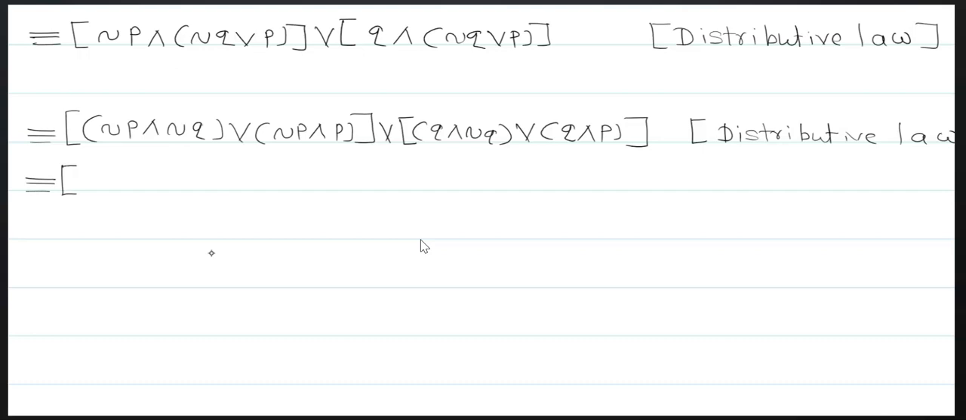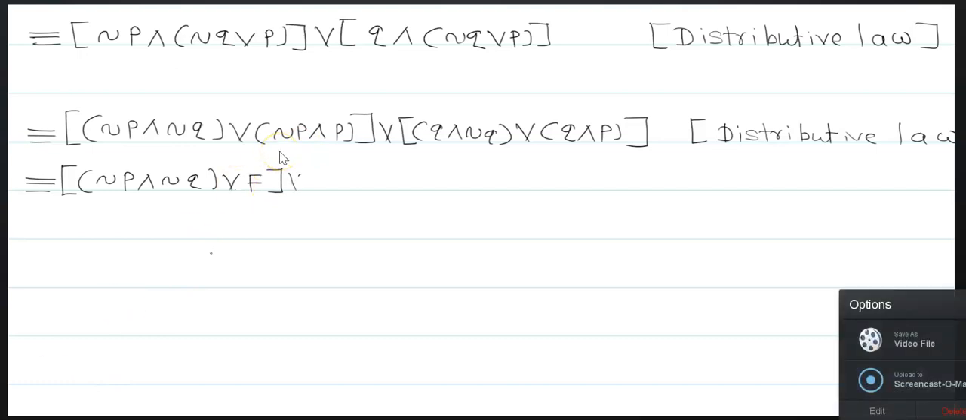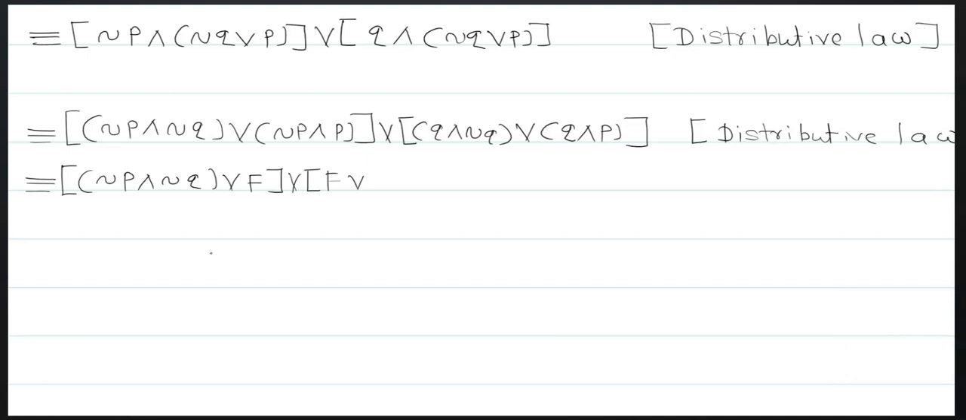Therefore, next is negation of P and negation Q. What about this? That is the negation of P and P. This is nothing but F, and Q and negation Q. That is called the complement law.